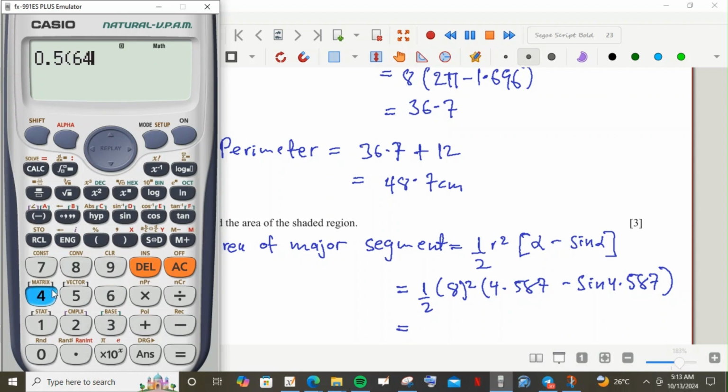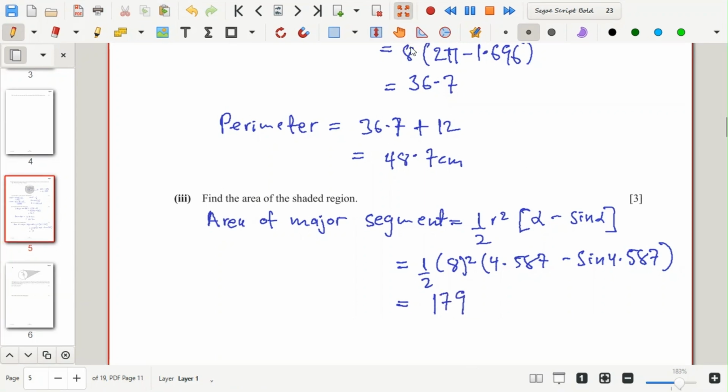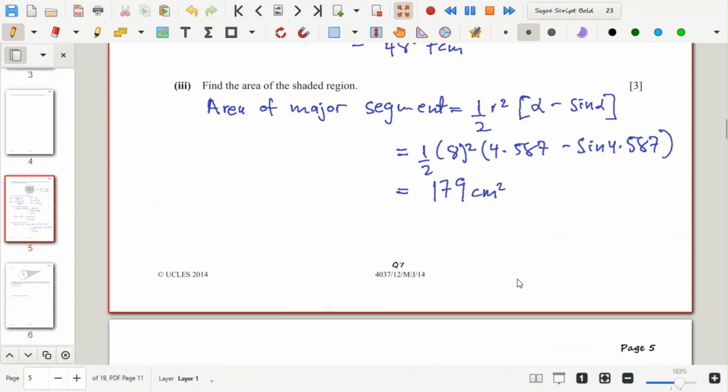0.5 times 64 into bracket 4.587. I can see my calculator is in degrees, so I have to bring it to radians. Make sure that in circular measure, your calculator is always in radians. Okay, so you're getting 178.5, which if you correct it to three significant figures, you're going to get 179 centimeter square.